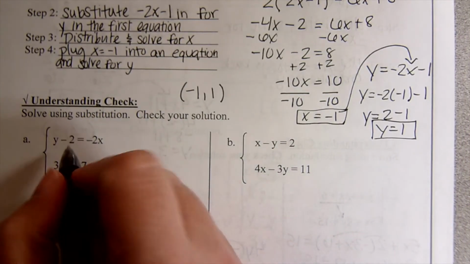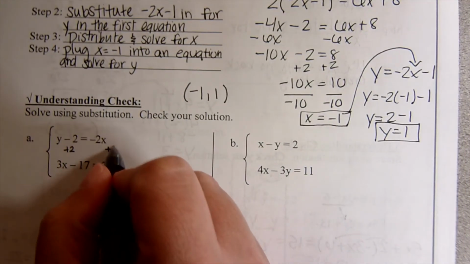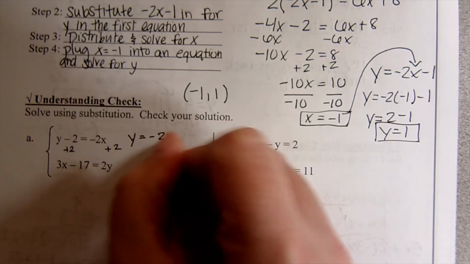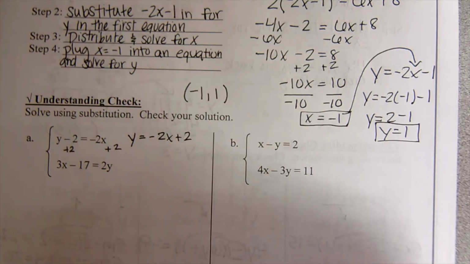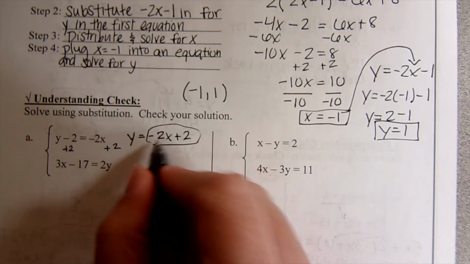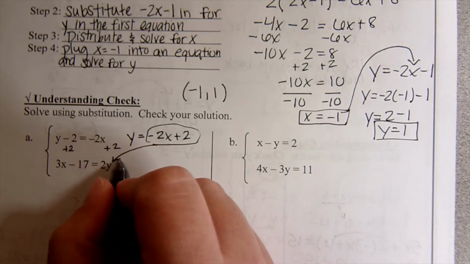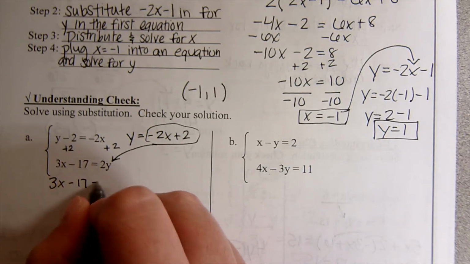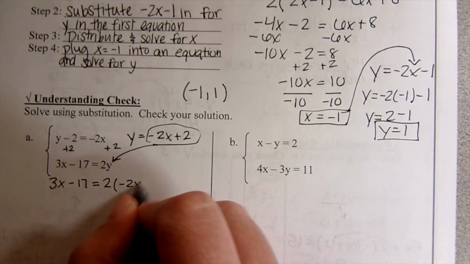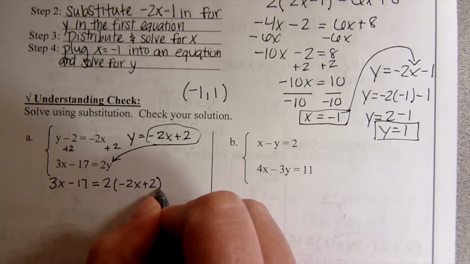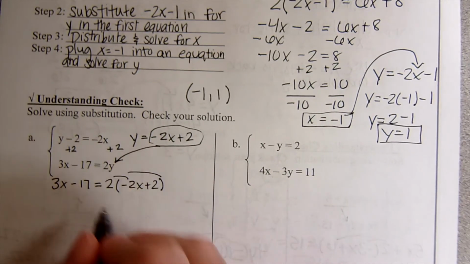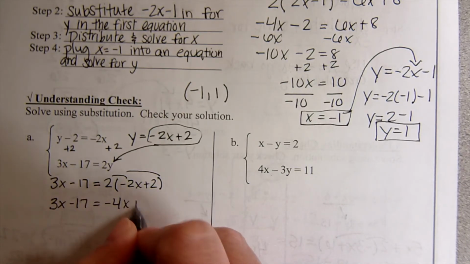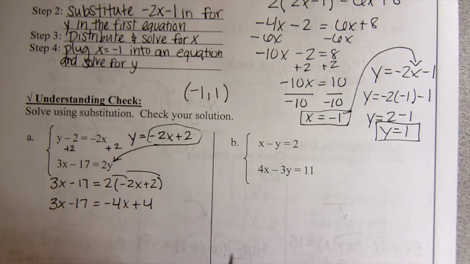Y. So you can add 2 to both sides, and if you didn't choose to get y by itself, it's fine, as long as you solved the right thing and got the same answer. So you got y by itself, so y is now negative 2x plus 2. So replace in the second equation with negative 2x plus 2. So 3x minus 17 equals 2 times negative 2x plus 2. Distribute. So 3x minus 17 equals negative 4x plus 4. Then what?